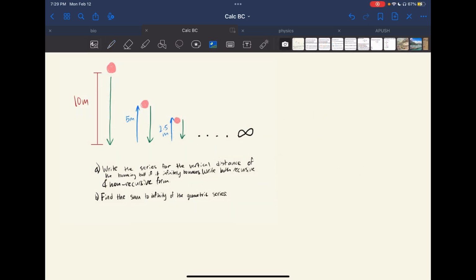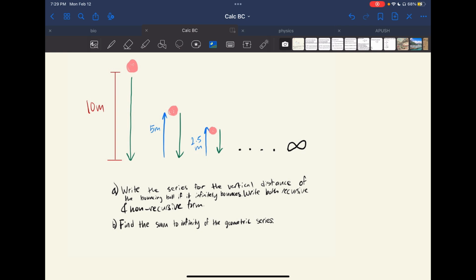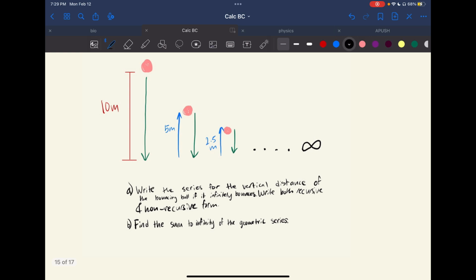So this question right here is my investigative task. I forgot to include the text part, but I'll read it out loud. A bouncy ball is dropping from a height of 10 meters and continues to bounce infinitely. After the first bounce, it reaches a height of 5 meters, and then after the third, it reaches a height of 2.5 meters. The focus of this question is on the total vertical distance of the ball, not the direction that it's moving in, like the positive or negative direction.